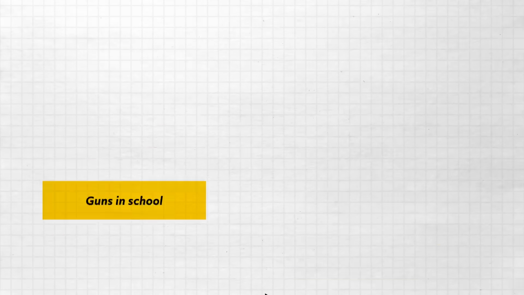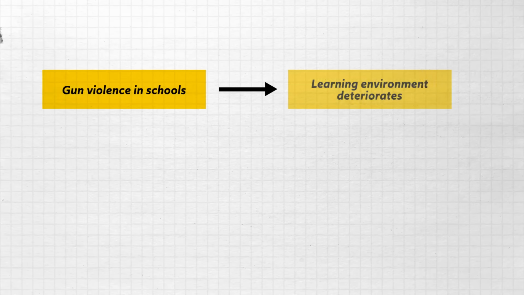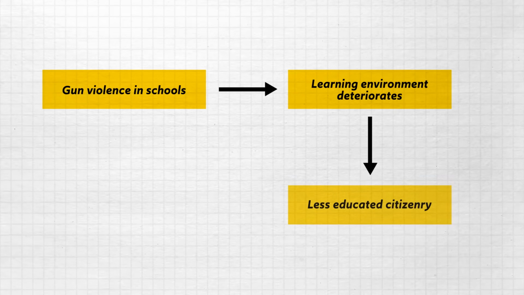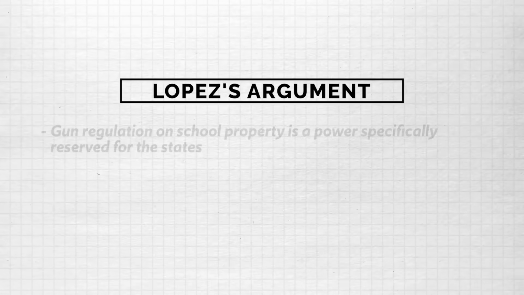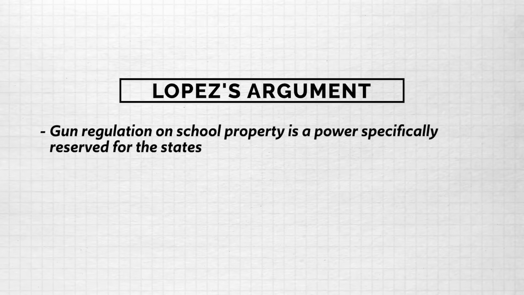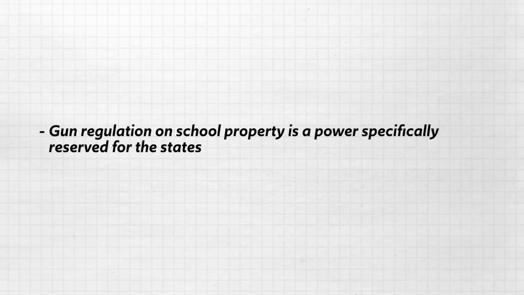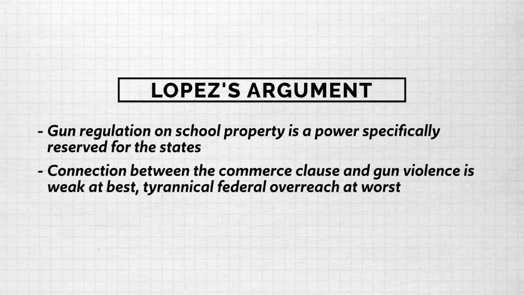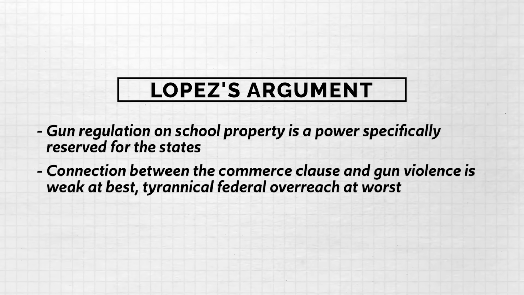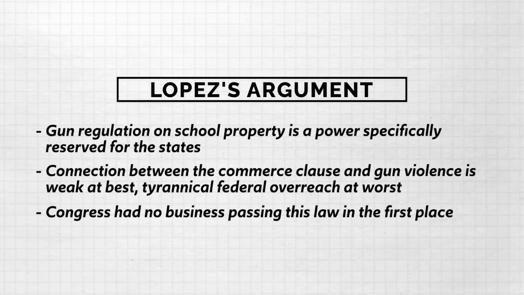Additionally, if gun violence is rampant on school property, the learning environment deteriorates, which leads to a less educated citizenry, which then leads to those citizens not buying as much stuff. And if that sauce tastes a little weak to you, well, I'm not gonna argue. Lopez's lawyers, on the other hand, argued that gun regulation on school property is a power specifically reserved for the states and that the connection between the Commerce Clause and gun violence is weak at best and tyrannical federal overreach at worst. In other words, Congress had no business passing this law in the first place.